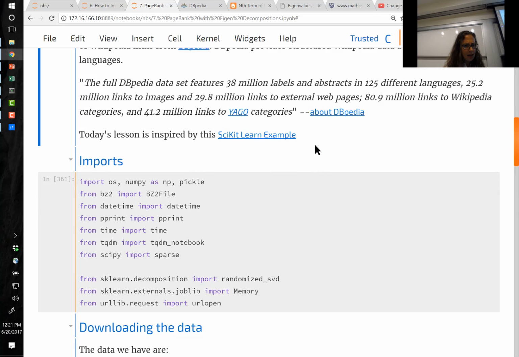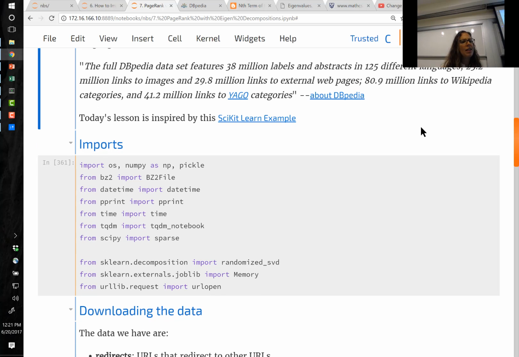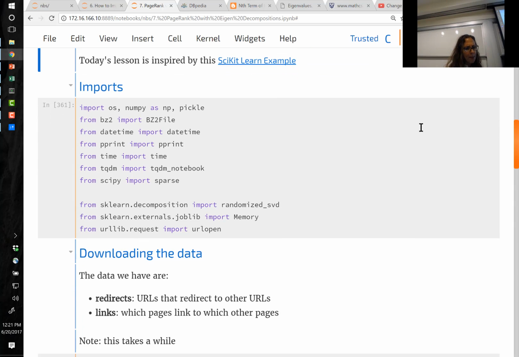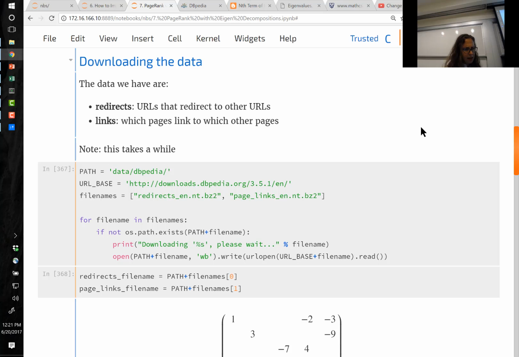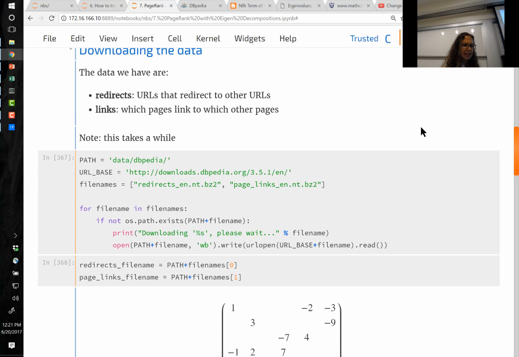So here is just a little information about the full DBpedia dataset. It has 38 million labels, abstracts in 125 different languages, and 25 million links to images. So this is something to keep in mind for future projects. And I sent a Slack message this weekend. This can be slow to download, so you might want to wait till after class if you haven't done it already.